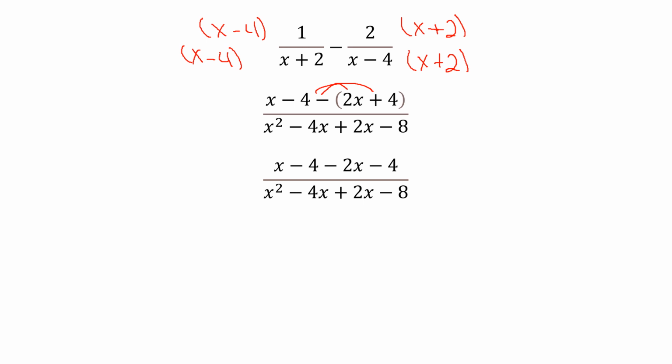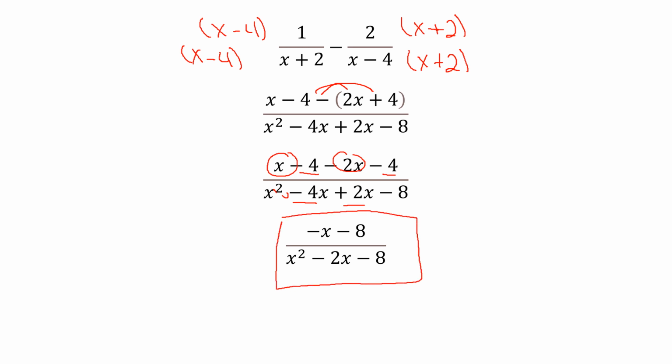Now we add any like terms. Here's an x, here's an x, here's a whole number, here's a whole number. So you have x minus 2x, negative 4 minus 4. On the bottom, you have x's here that match. So your new simplified top is negative x, or negative 1x. 1x minus 2x is negative x. Minus 4 is negative 8. Then on the bottom, you have negative 4x plus 2x, which simplifies to that. So this is my answer.